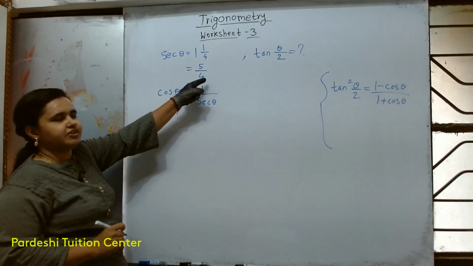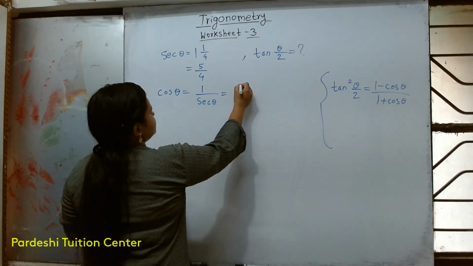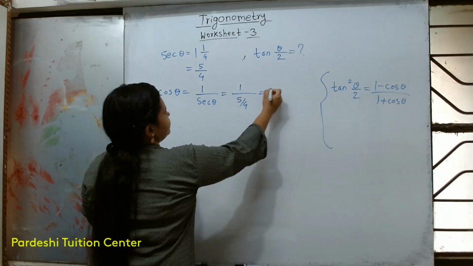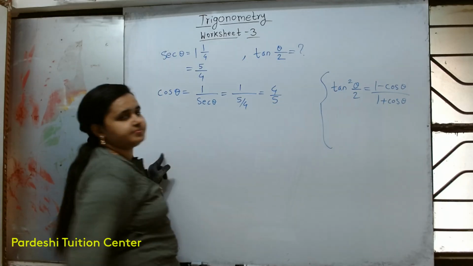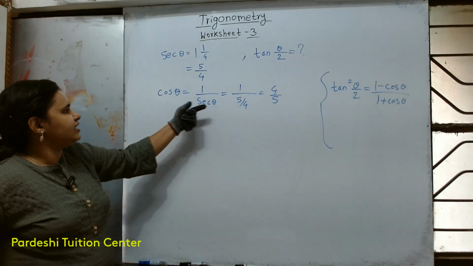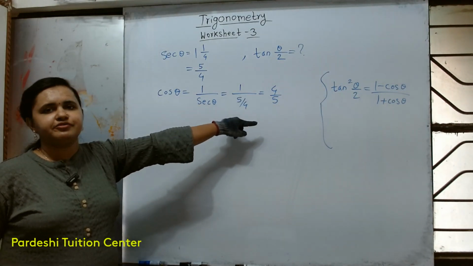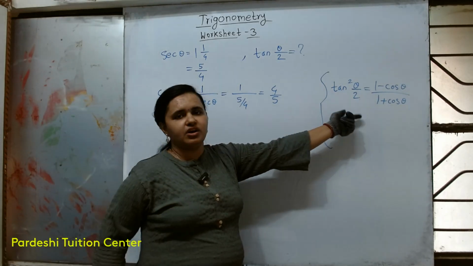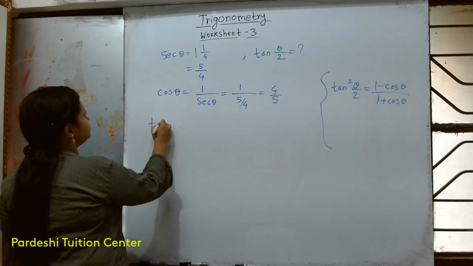Sec theta is given as 5 by 4, so we just put in the value. Sec theta is 5 by 4, so it will be 4 by 5. From sec theta we have calculated cos theta as 4 by 5. Now we can put it in the formula. What is tan square theta by 2?